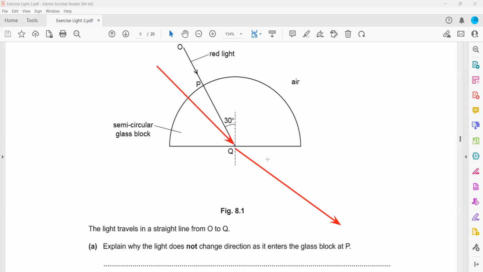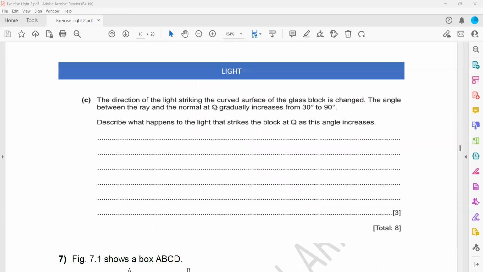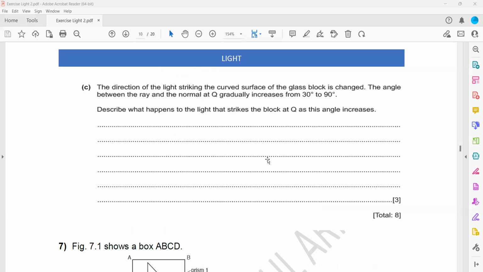When it is 35, it refracts more. When it is, say, 40, it will refract more, until it travels parallel to the surface. That will be the critical angle. And then if we increase the angle more, it will undergo total internal reflection. So how do you write the answer here? First thing, as we increase the angle of incidence, the angle of refraction will also increase. That will score 1 mark.